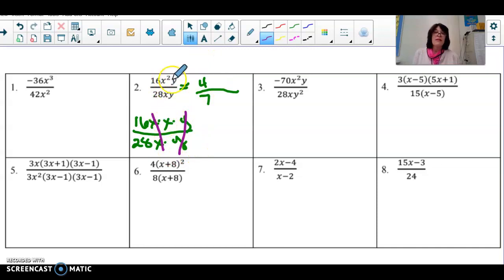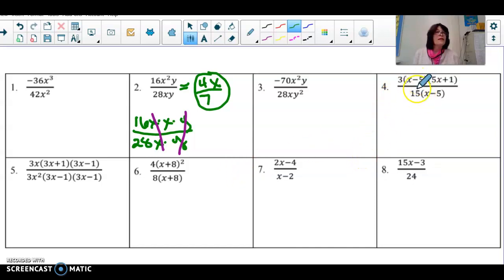However, what we notice is that however many exponents I have up here, if I subtract the exponents in the denominator, that's how many exponents I have left. So 2 minus 1 is 1. So I have x to the first left. y over y is just 1. I don't have any y's left. The final answer for this is 4x over 7.